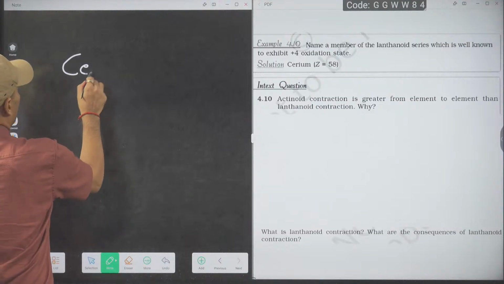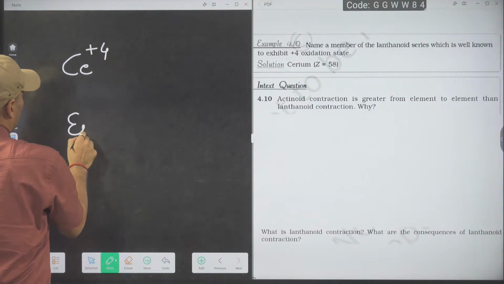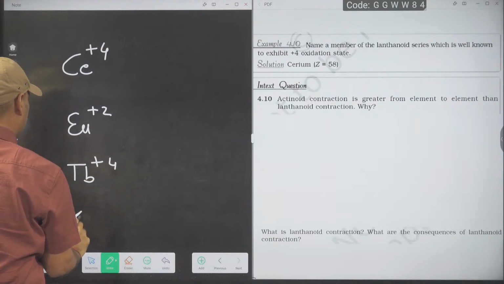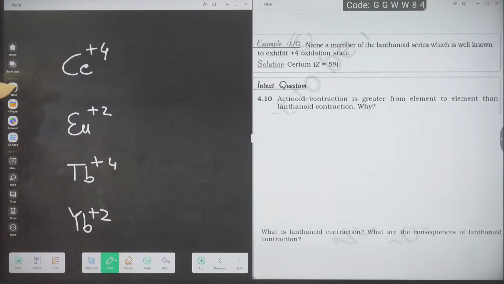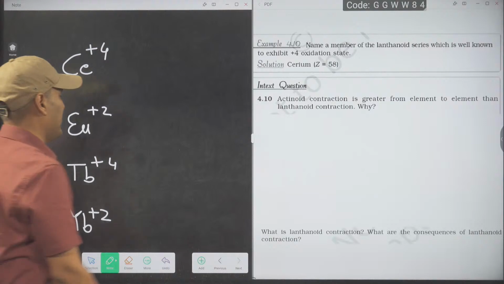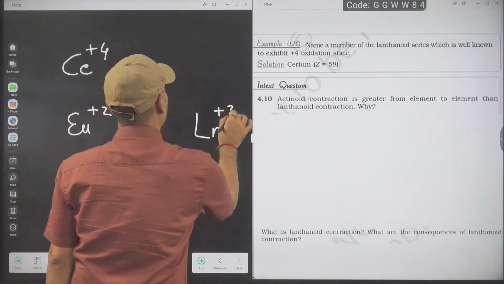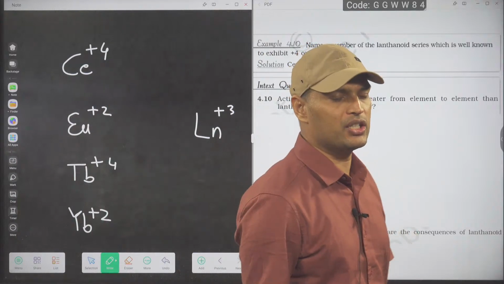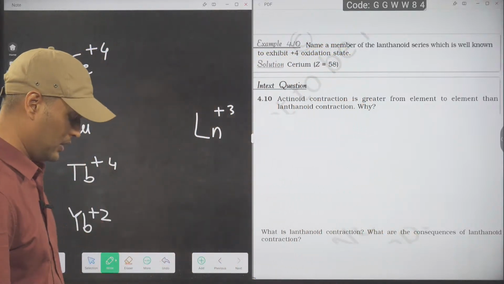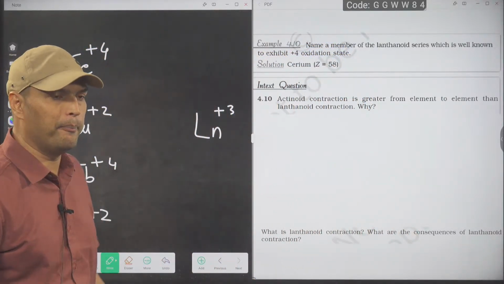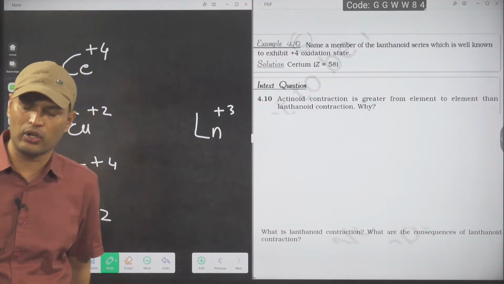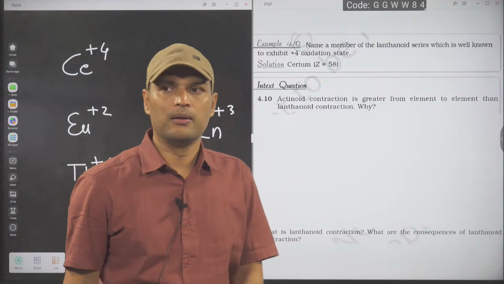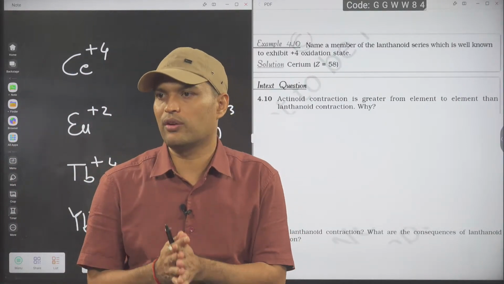Everyone knows this point: cerium +4, europium +2, terbium +4, ytterbium +2. What is the main oxidation state of lanthanoids? What is the most stable oxidation state of lanthanoids?